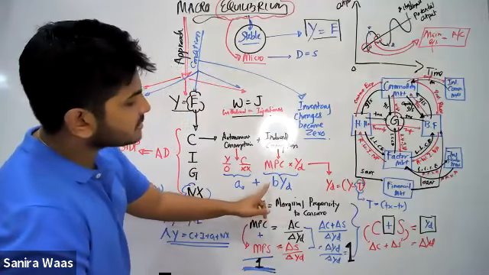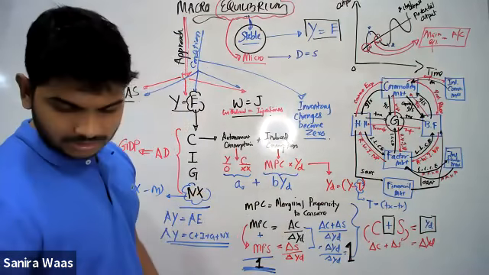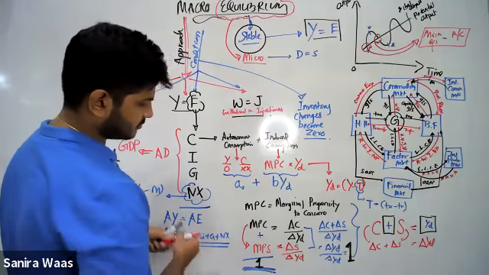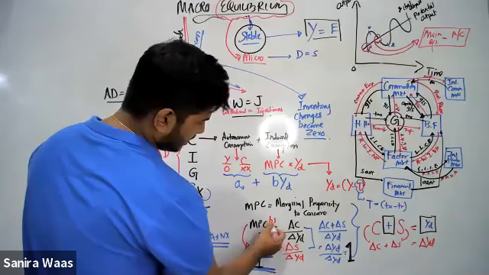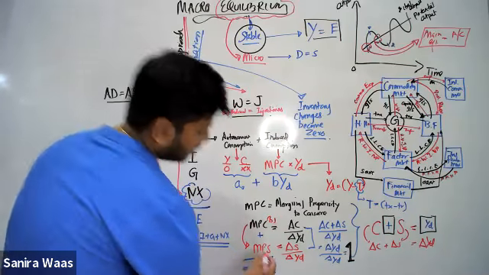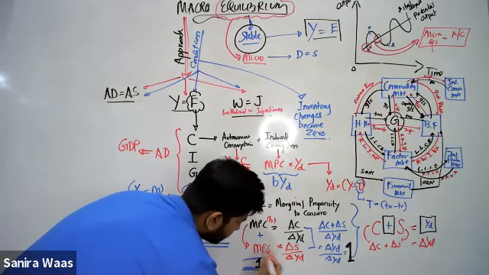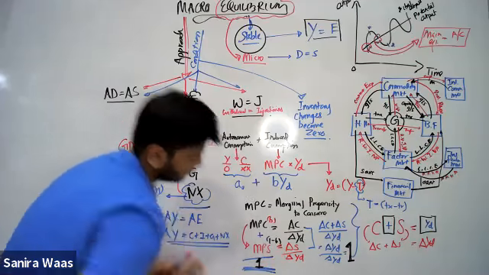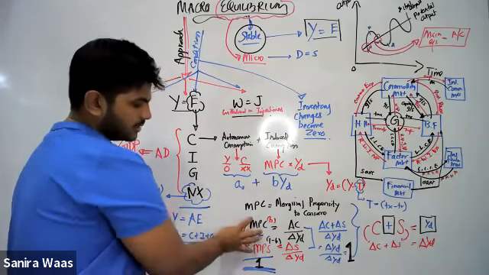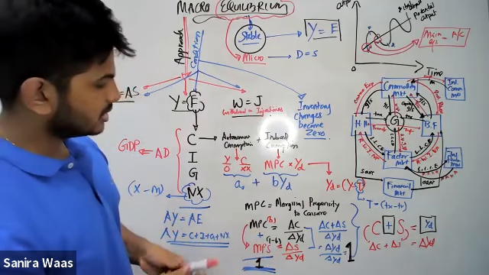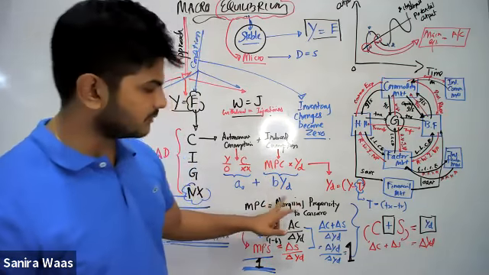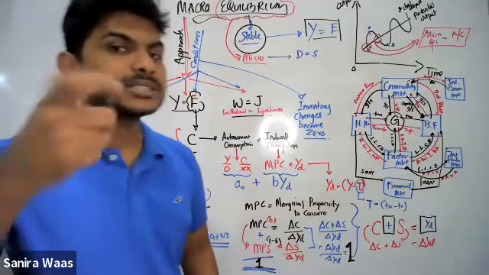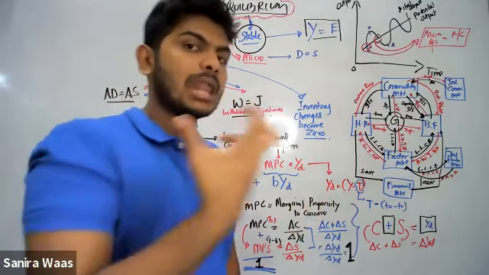Then we call this YD. So again, if MPC is called B, then MPS is called 1 minus B. In mathematical terms, 1 minus B equals MPS. MPC is B, the marginal propensity to consume. How much of a marginal income would you allocate for consumption?